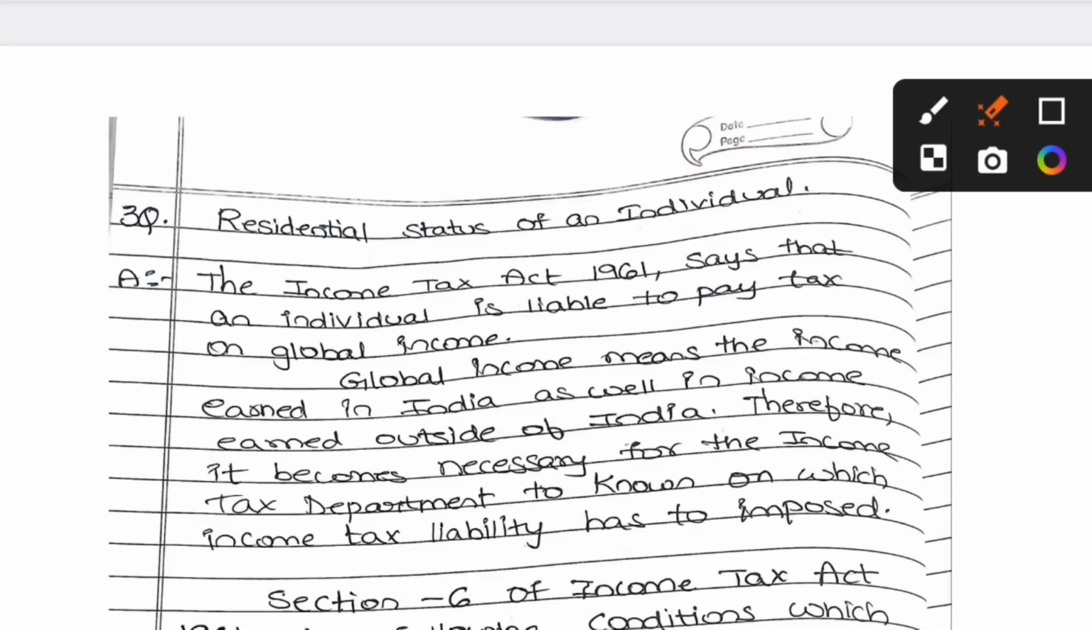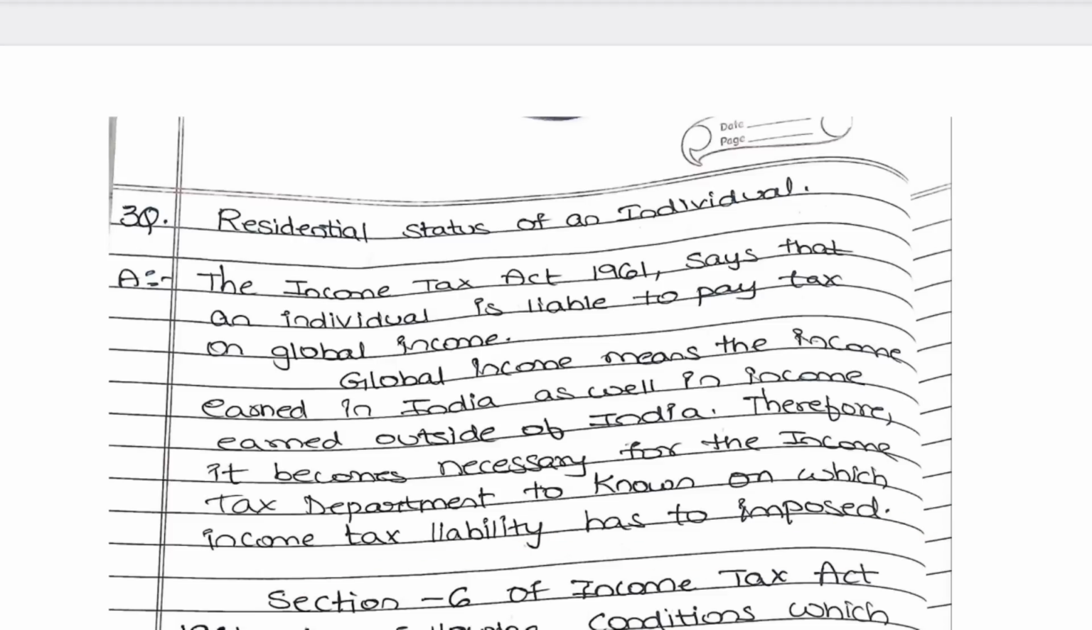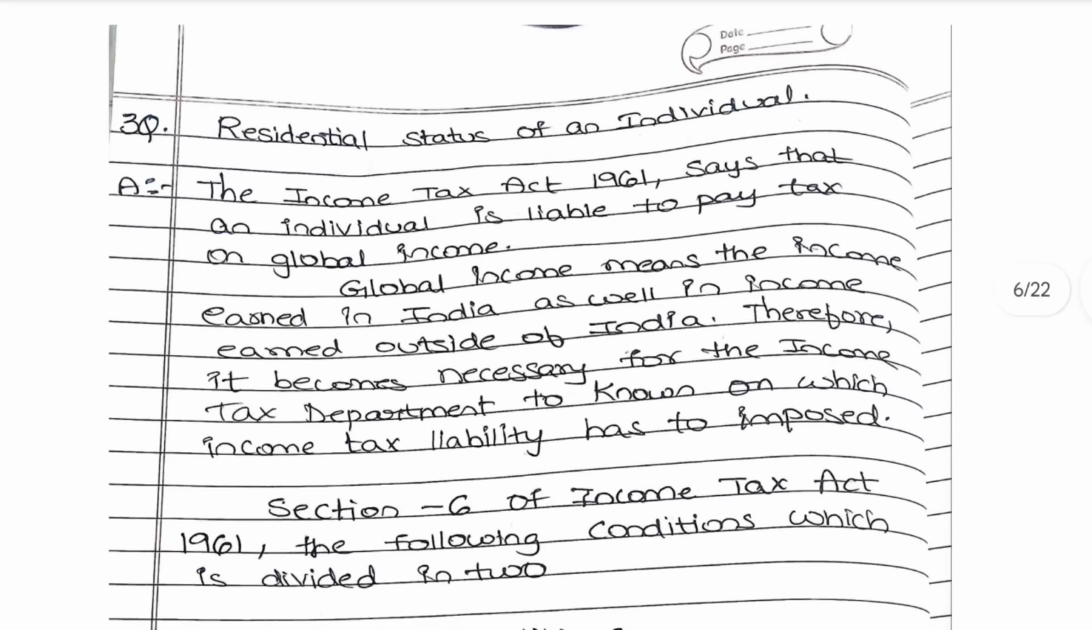So global income is nothing but the income earned in India as well as income earned outside of India. Therefore, it becomes necessary for the income tax department to know on which income tax liability has to be imposed. For example, if a person is earning from India as well as from abroad, the person should be liable to pay tax to the government. That is the only introduction part we are learning here.